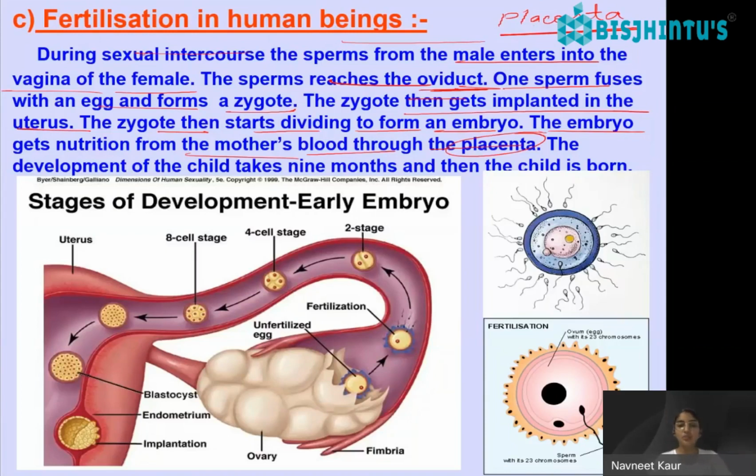So placenta has two main functions here. One is related to nutrition and the second is related to oxygen and carbon dioxide. The development of the child takes place over 9 months and then the child is born. So 9 months are taken for the development of the child before birth. Here is a procedure of 9 months.